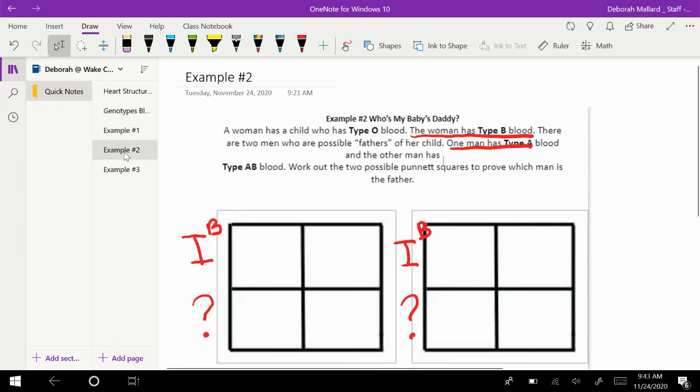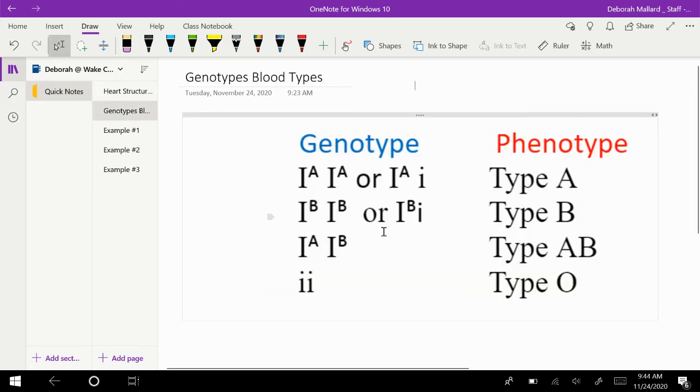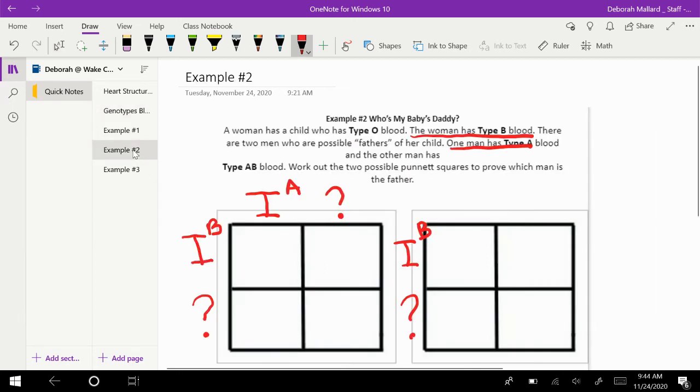So we know, we'll do man number one over here. We don't know what the other letter is, but we know he has at least one of these because he has type A blood. It says the other man has type AB blood. Okay, so remember type AB blood. I go back to my chart here. Type AB, okay, there's type A, B, so these are the letters I'm going to use for that man. So he has type AB blood, so I'm going to go ahead and fill that in.